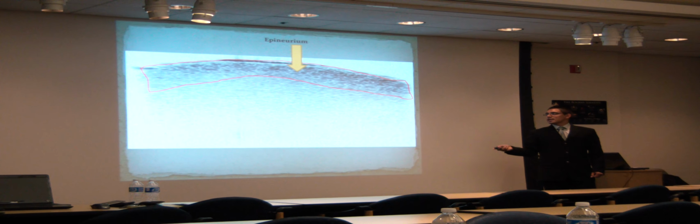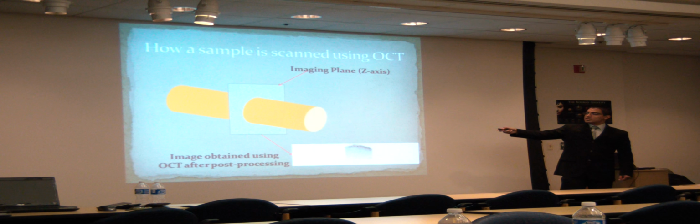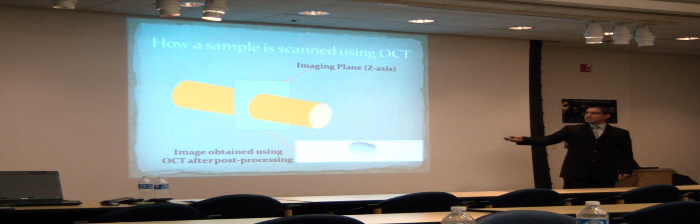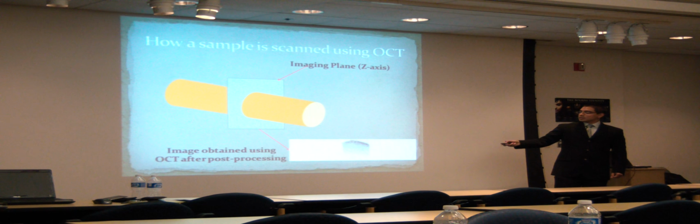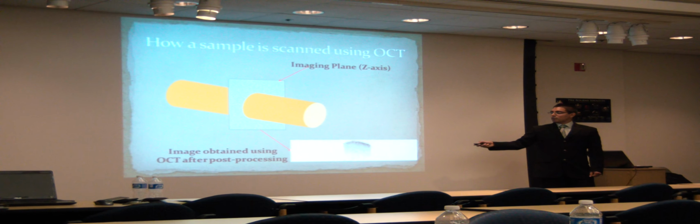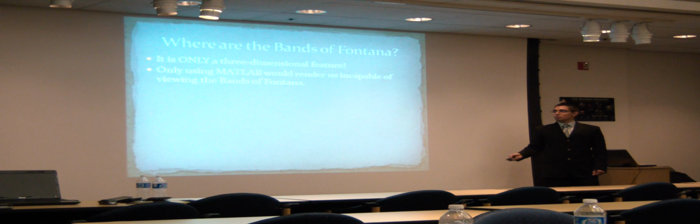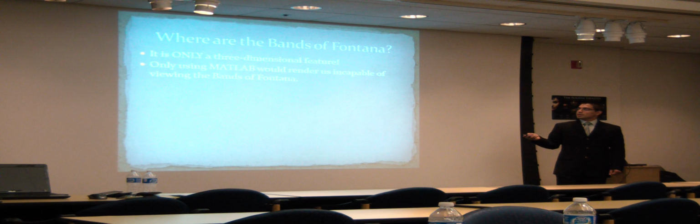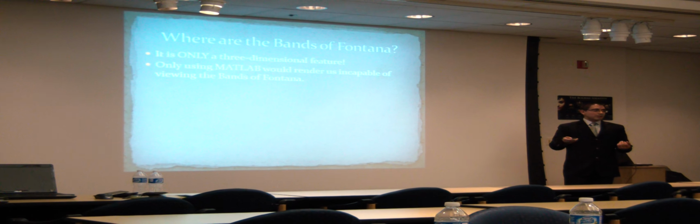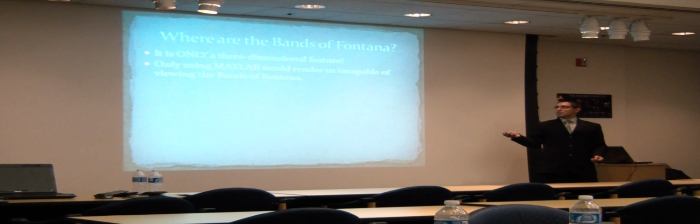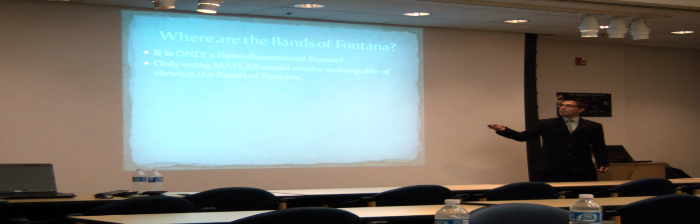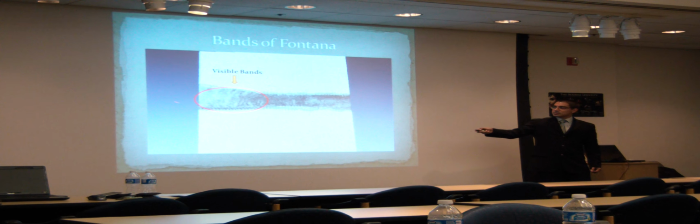But what about the bands of Fontana? Well, remember how I mentioned that if you scan a sample using OCT, you only scan down one plane? So if you get only two-dimensional images, you wouldn't be able to see the bands of Fontana because they're a three-dimensional feature. That's where AMIRA comes into play as well, and that's actually where it becomes more important, because without AMIRA, you wouldn't be able to see these bands.